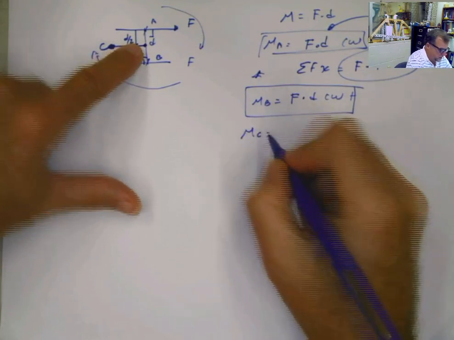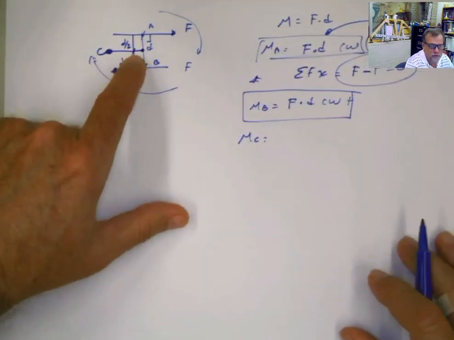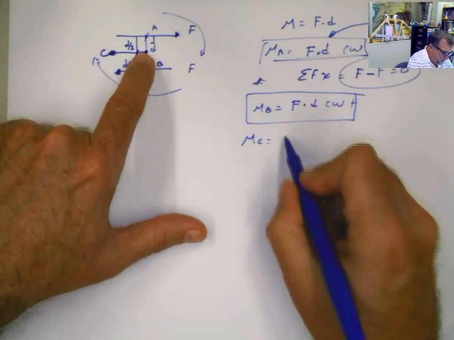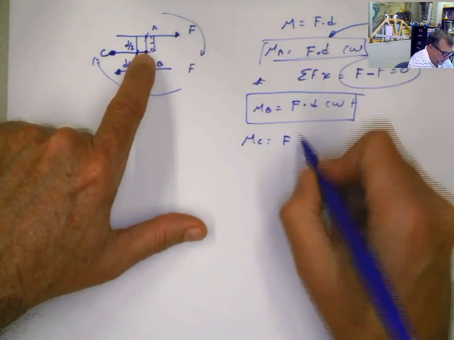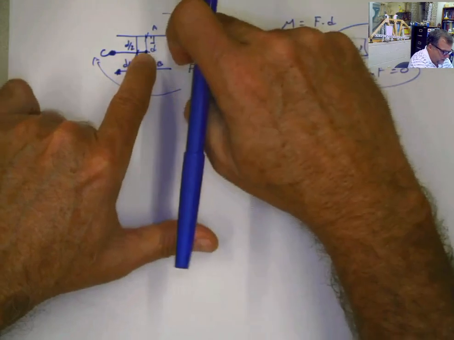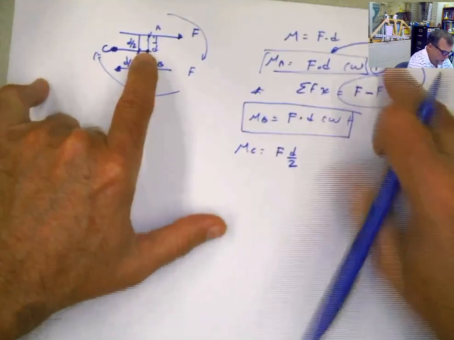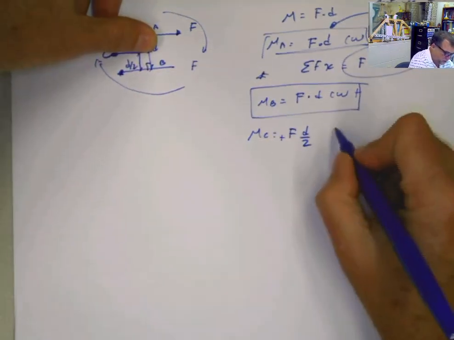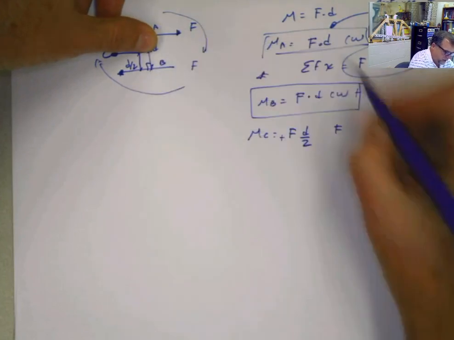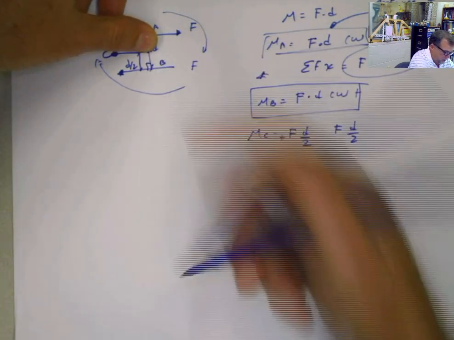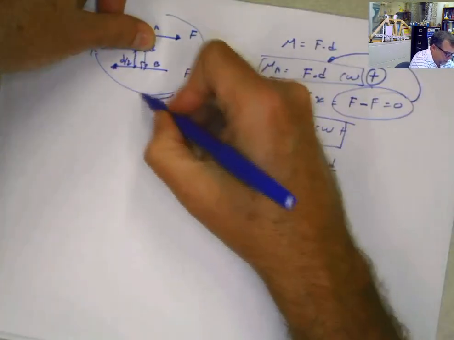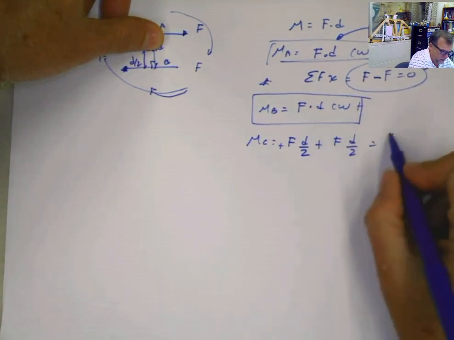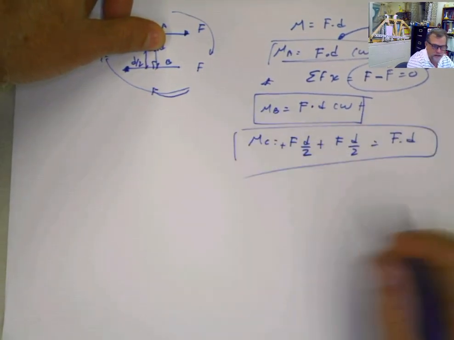Moment at C. Well, first, remember superposition. Let's divide and conquer. Let's apply first this one. F is the force, and the distance from here to here is D half. And the direction is this, and that is positive. Now let's study the other one. This force here is also F multiplied by the distance, and the distance is D half, and the direction is like that, and that is also positive. F D half plus F D half equals F times D. So still it is F times D.